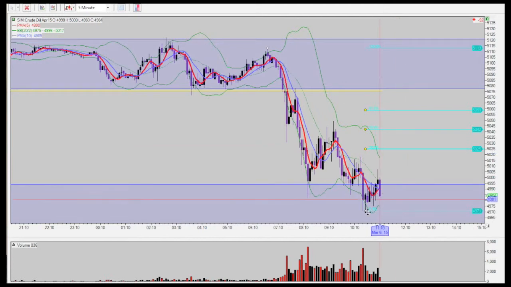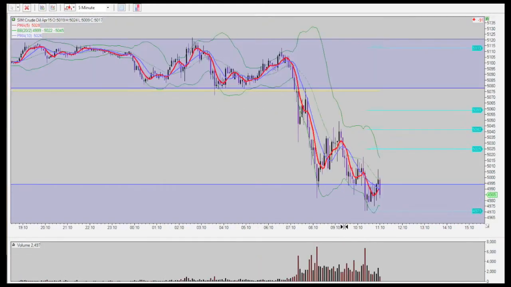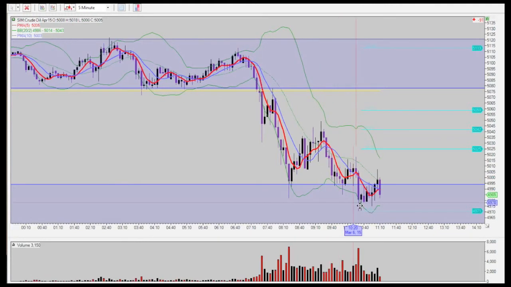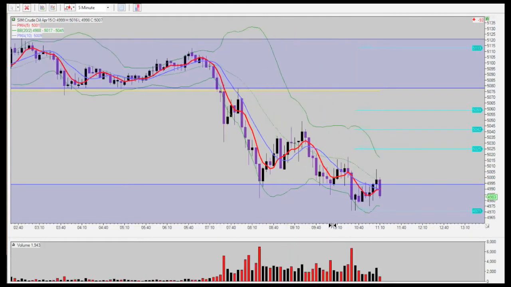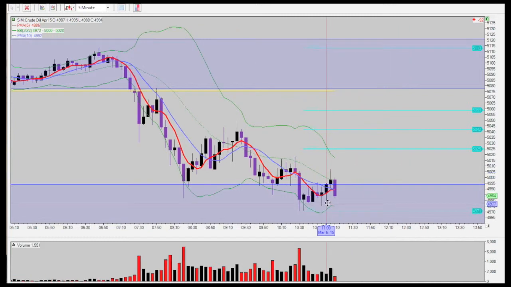Now, as you can see, we're seeing some selling still going on back into our zone. So we have not seen a turn yet on a 5-minute. The 5-minute is where we primarily get most of our data.